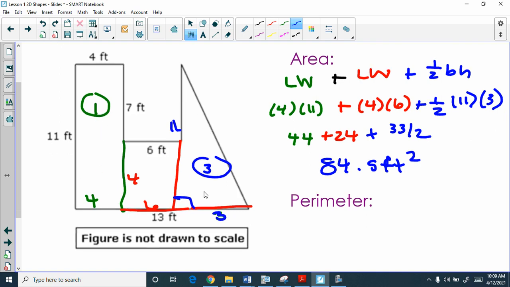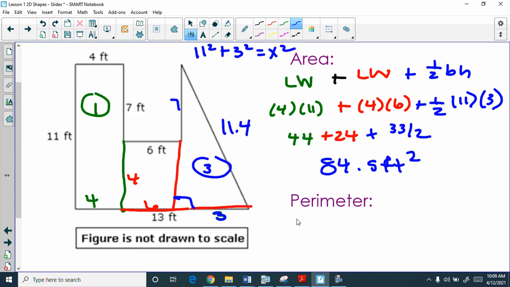Now to find all of the values around our edges, the only thing we're really missing right now, we know this from here to here is going to be 7. We just need this piece here. Again, we can get it from the Pythagorean theorem. So the triangle itself was 11 down, 3 over. So we're going to say 11 squared plus 3 squared equals x squared. We're going to type that straight into Desmos, and we'll get 11.4.